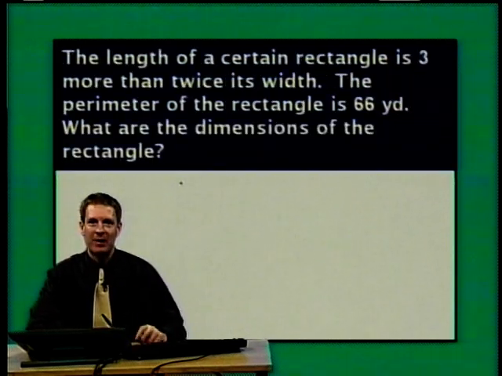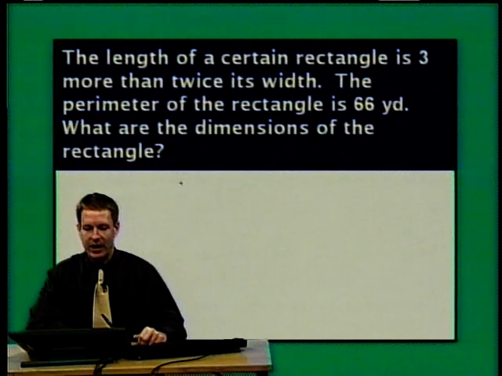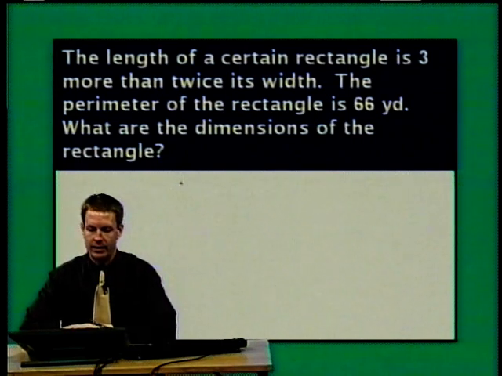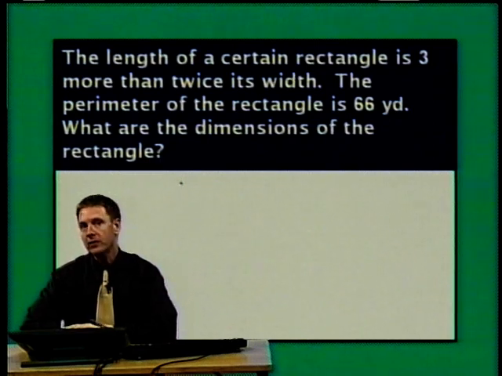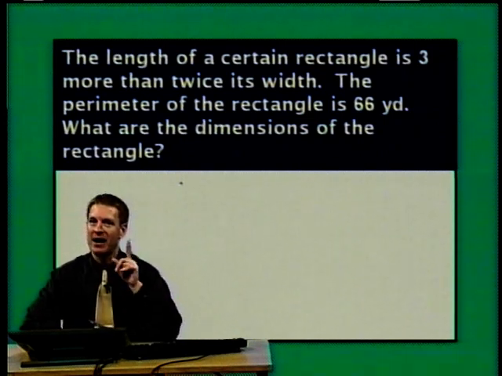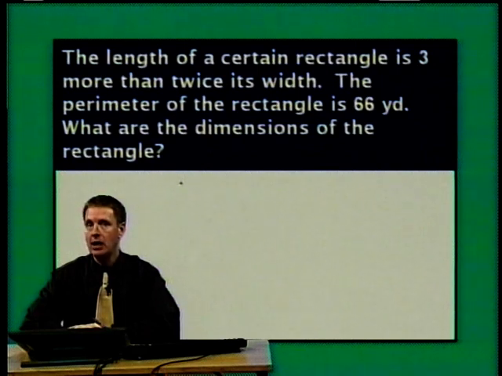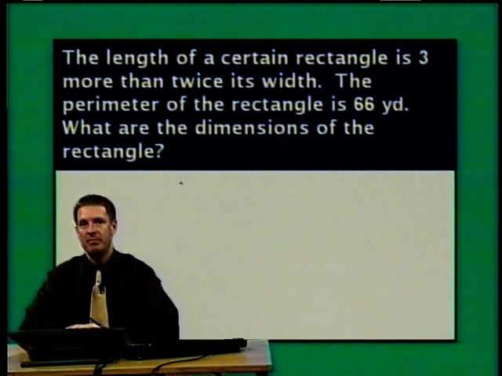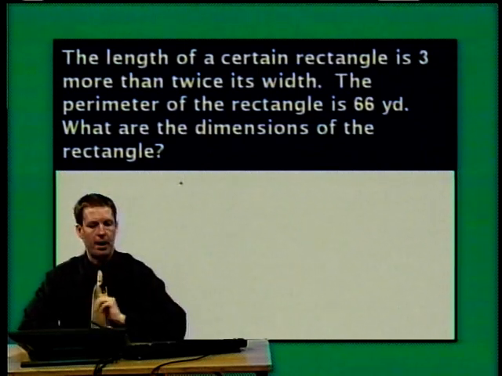Let's do an applied problem. The length of a certain rectangle is 3 more than twice its width. The perimeter of the rectangle is 66 yards. What are the dimensions of the rectangle? Sometimes a picture can really help a person think through a problem like this. Geometry should always kind of bring the idea of picture to your mind. So I've gone ahead and pre-prepared some pictures to help us think through this problem.